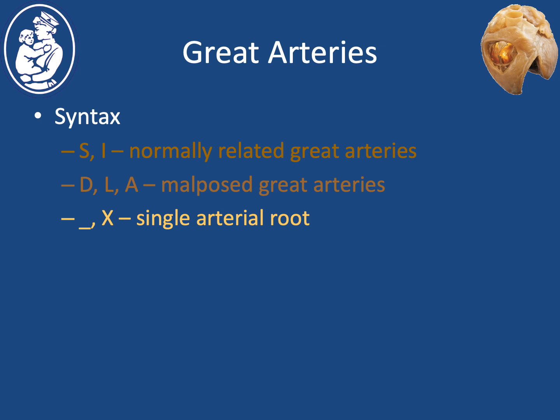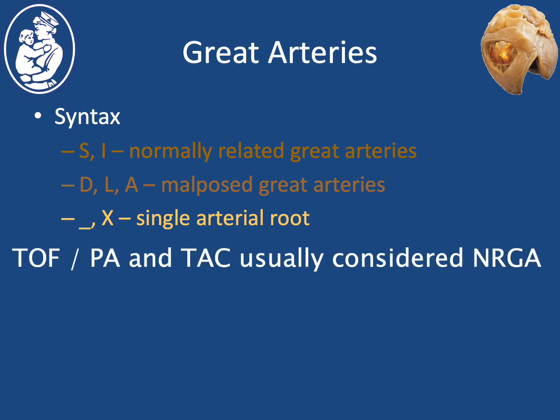Then we can also have situations where there is a single arterial route. Typically this is an aorta or a truncus. Many people would consider tetralogy of Fallot with pulmonary atresia or truncus as a type of normally related great arteries, of course usually Situs normally related great arteries. Others would consider that there is only a single great artery, so it's impossible to determine the relationship of the aorta to anything else because there isn't anything else, and would either leave the third set member blank or place an X.